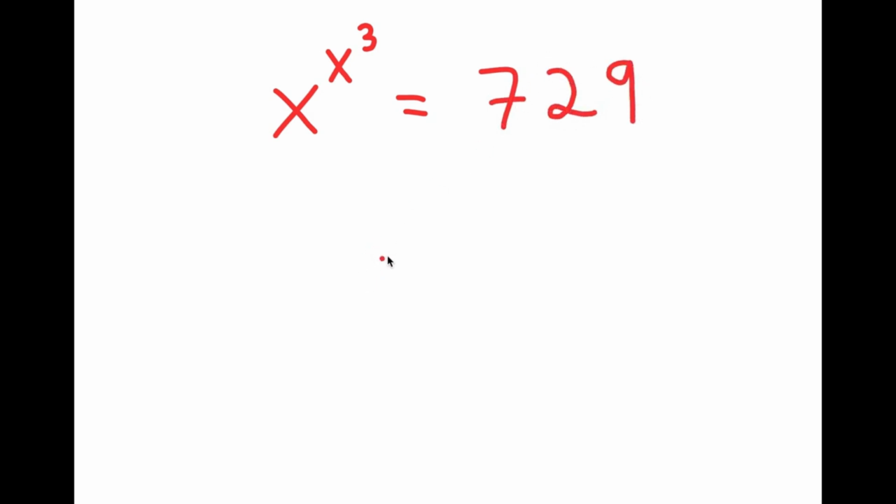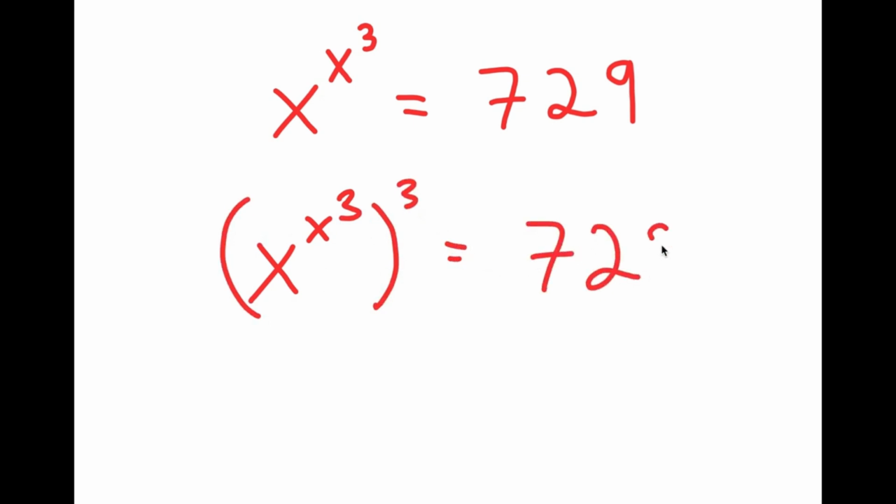So in this video, I'm going to be solving the equation x to the power of x to the power of 3 is equal to 729. So to solve this, what I'm first going to do is take the power of 3 on both sides. So I get x to the power of x to the power of 3 to the power of 3 is equal to 729 to the power of 3.